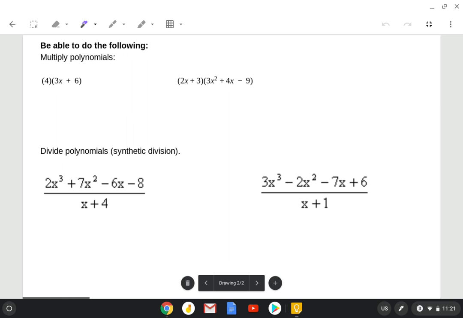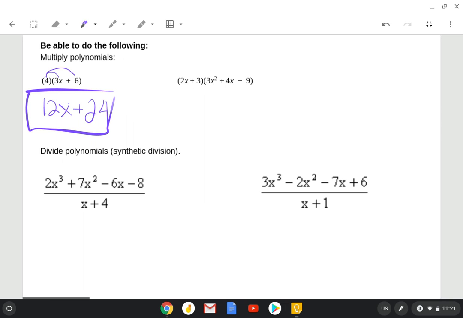There we go. All right, so starting with multiplying polynomials, this is just using the distributive property and FOIL method. So remember that when there's a number in front of a parentheses, you multiply everything in the parentheses by that number. So we're going to do 4 times 3x, which is 12x, and we're going to do 4 times 6, which is 24. And that's actually it for that one.